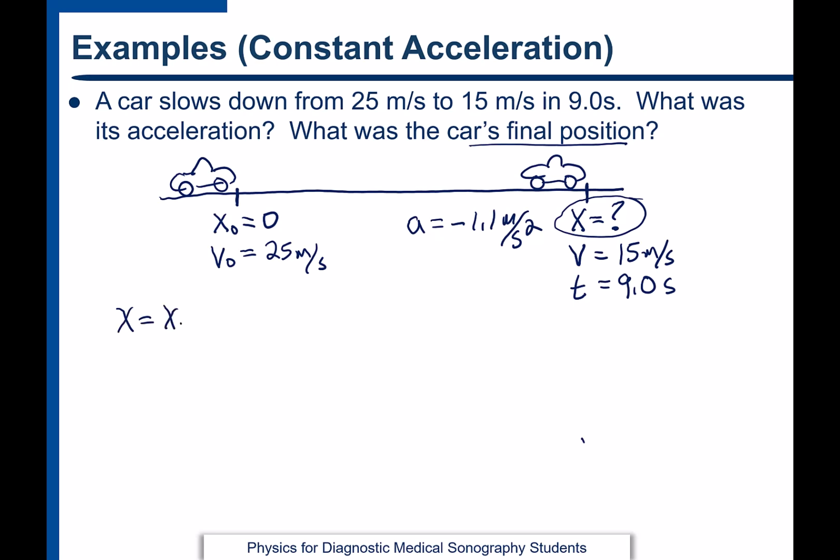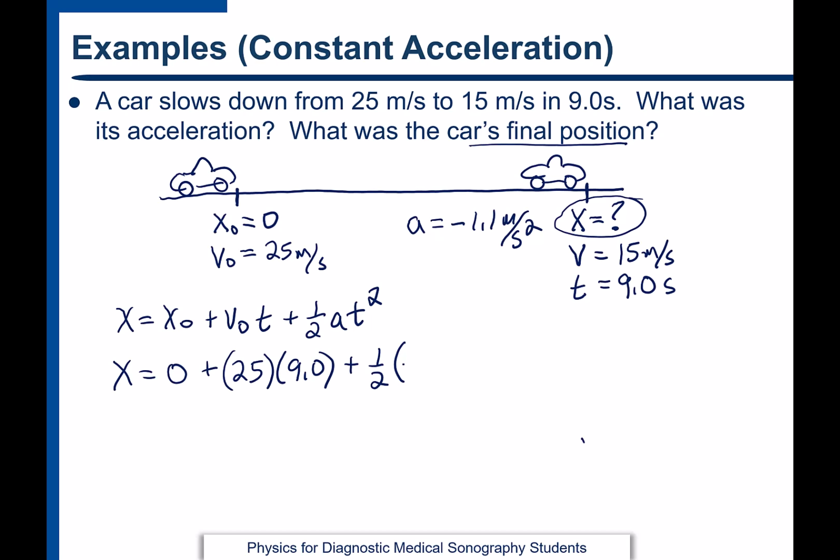So to find the position, we're going to want to use that second equation, that x is equal to x naught plus v naught t plus 1/2 at squared. Now the good news is we've already solved for what we're looking for, which is x. All we have to do is plug in the values. The initial position was 0. The initial velocity was 25. We've got to multiply that by the final time, which is 9 seconds. And then we have 1/2 times negative 1.1 for our acceleration. And then we've got 9, and we need to square that.